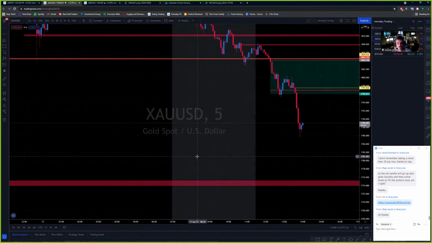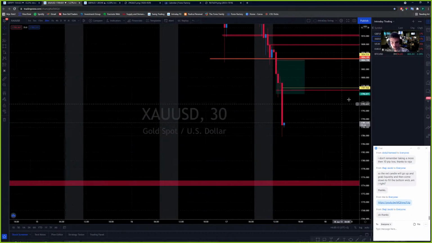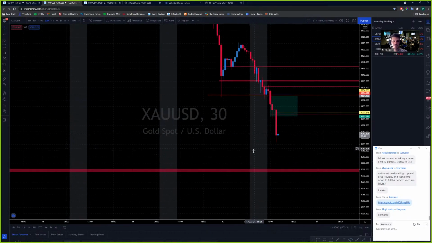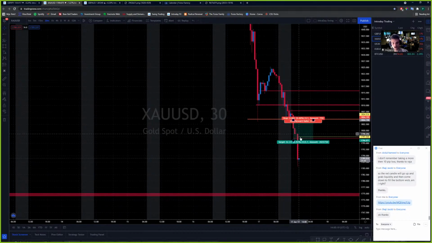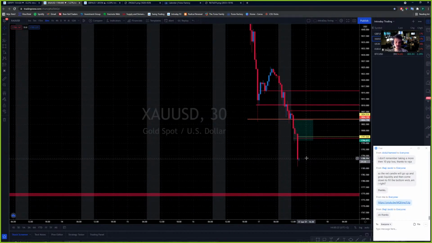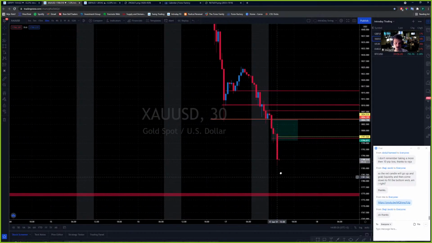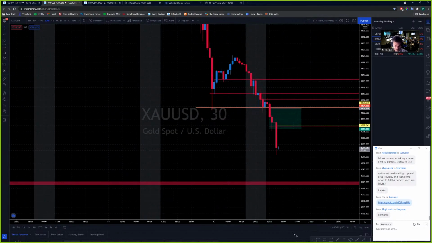Let's see. Yeah, I think because it moved down already so much, New York Open will do the retrace. But who knows how hard the retrace. Yeah, let it make support, and then once it breaks support, just take another sell. But let's see what happens.